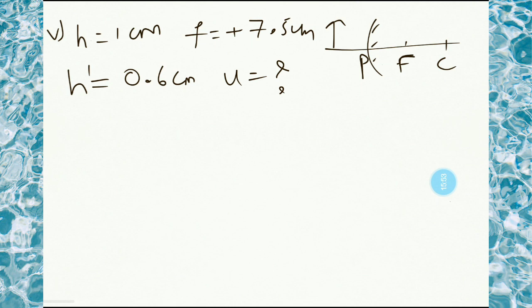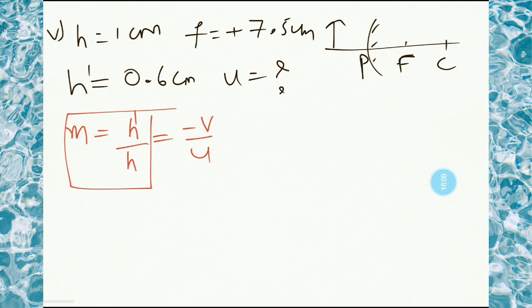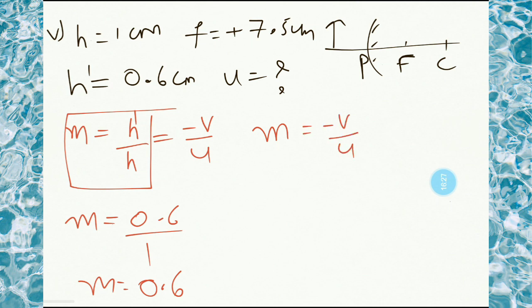You can use the magnification formula. Magnification has two formulas. What are they? h dash by h and minus v by u. First I'll use this formula, because we know h dash as well as h. So magnification m is equal to h dash, 0.6, by h, 1. So magnification is going to be 0.6. Now I will apply the second formula here. m is equal to minus v by u. So what is m? 0.6.